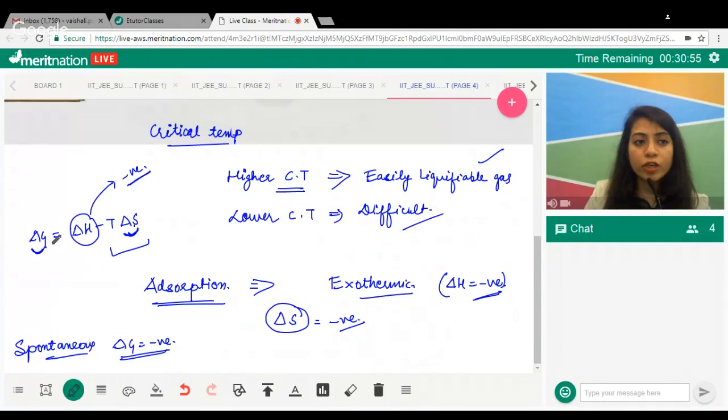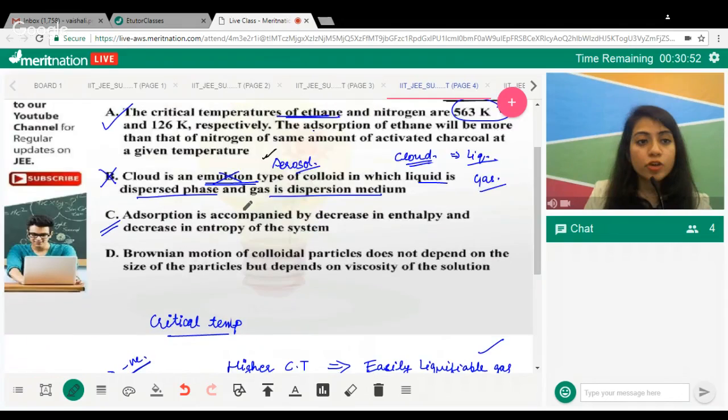Okay, so here it's again an exothermic process. Here you can see the adsorption is accompanied by a decrease in enthalpy. That's absolutely right. And a decrease in entropy of the system. That is also right. So option C is also correct.